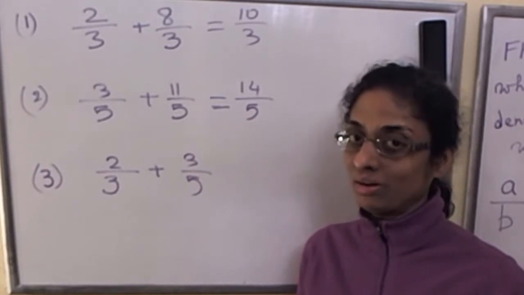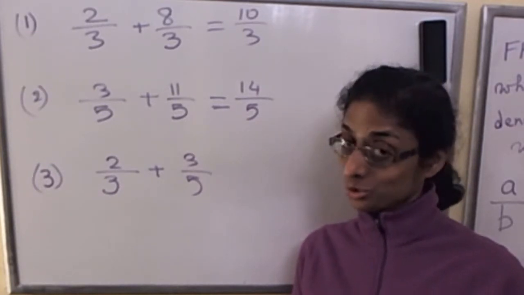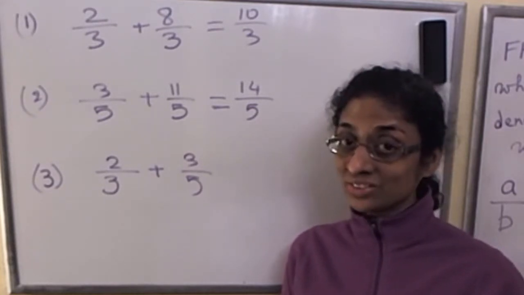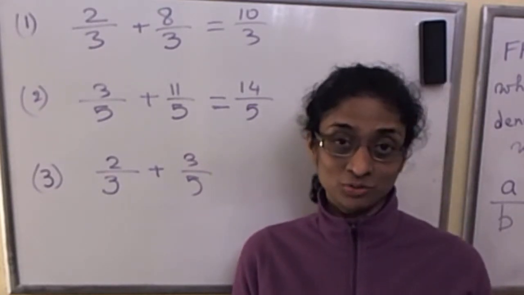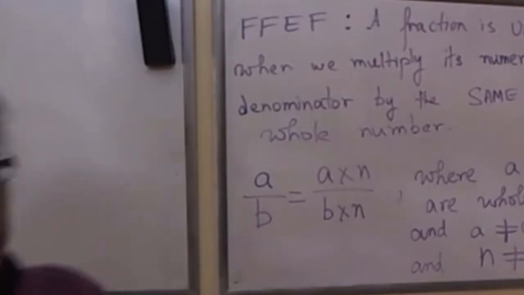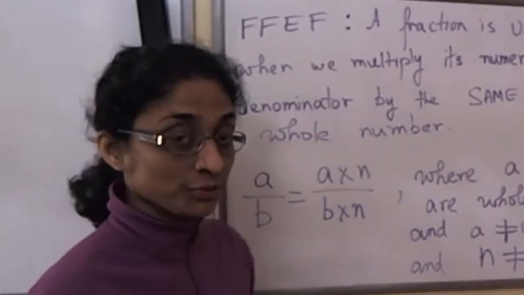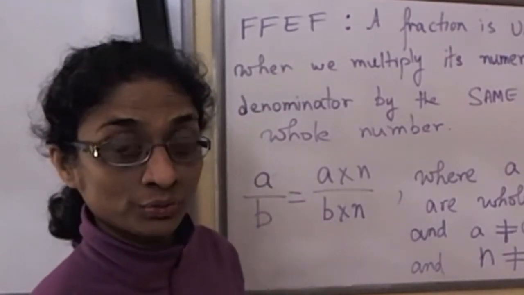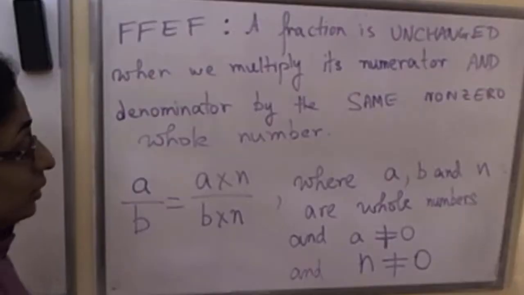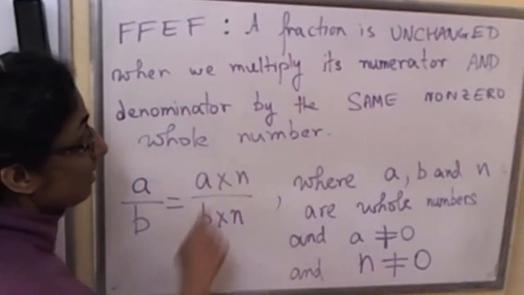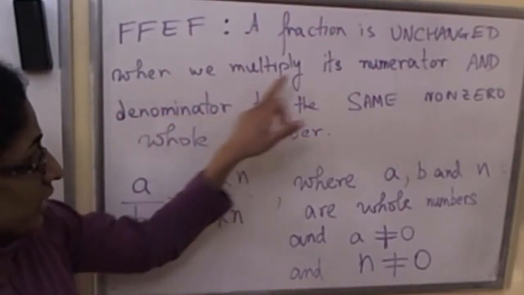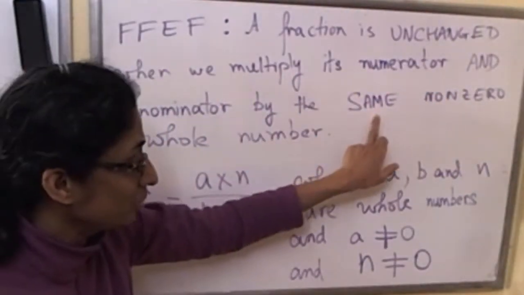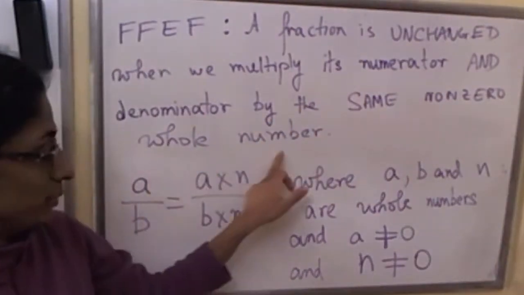So let's recall FFEF. Do you remember that? Fundamental fact about equivalent fractions. Let's go to the other board and review it. We'll review that quickly. Okay, here it is. So you've seen FFEF before, you've worked with it. So this should be a very quick review. So read along with me. A fraction is unchanged when we multiply its numerator and denominator by the same non-zero whole number.